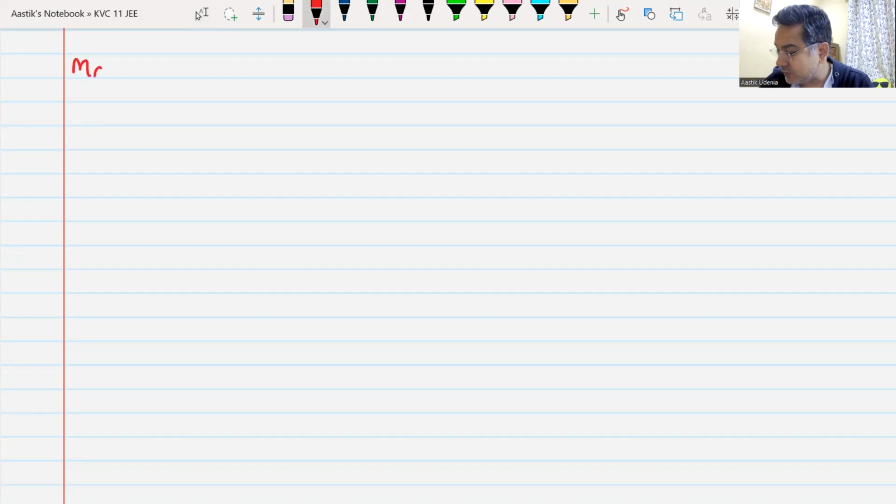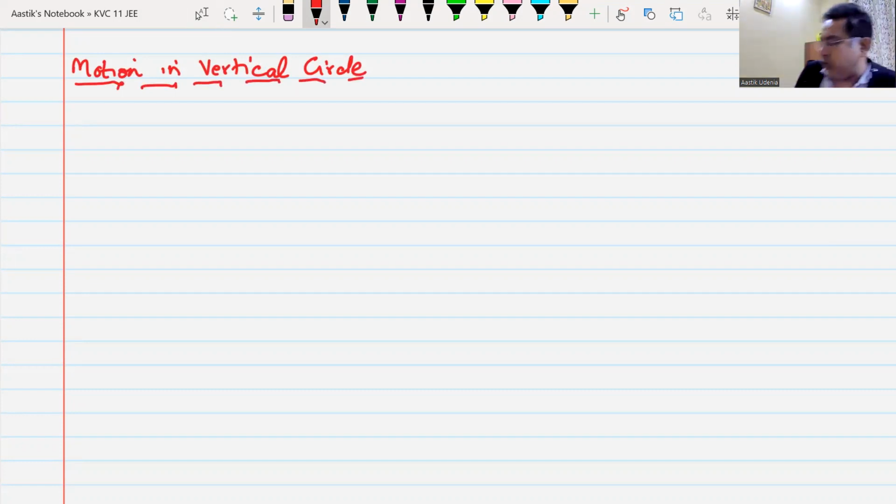So that is the heading that we are going to write: motion of a body in a vertical circle. Now, what do you mean by a vertical circle? The motion will happen in a vertical plane, and gravity always acts downwards. In the previous cases, gravity was literally doing nothing because it was just equal to the normal reaction. But now, gravity is going to play another role here.